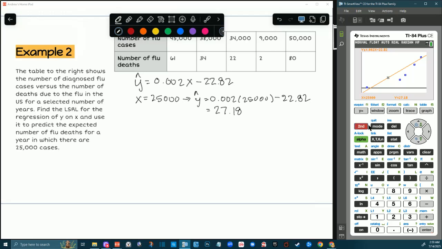And I'll do what we did last time. Let's double check with the algebra. And running it manually gives us that same answer. So for a year where there were 25,000 cases of diagnosed flu, we would expect to see about 27 people die from the flu in that year.